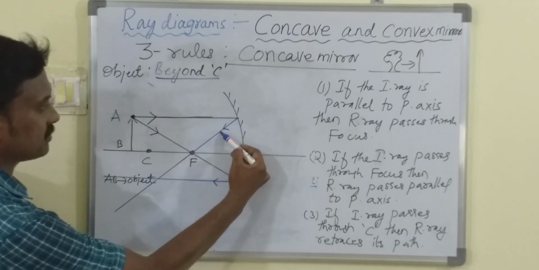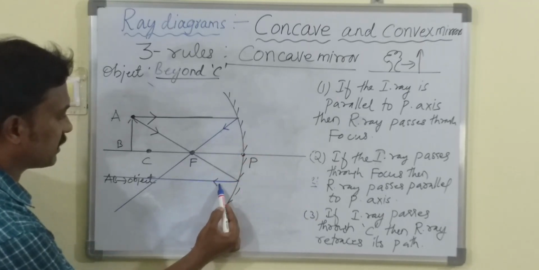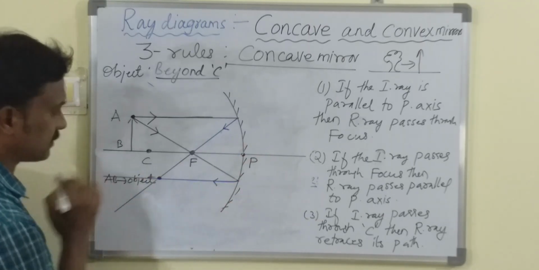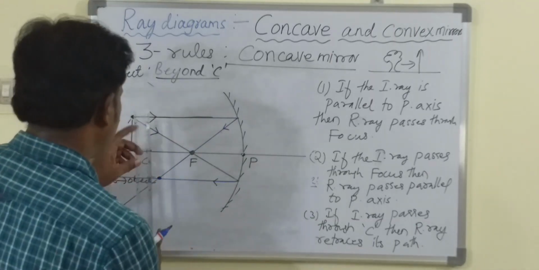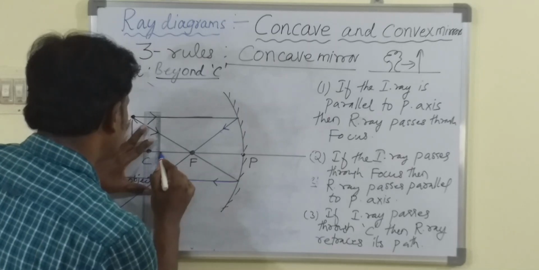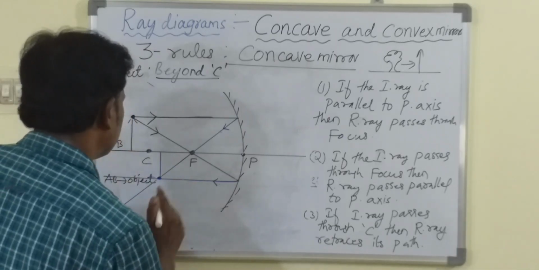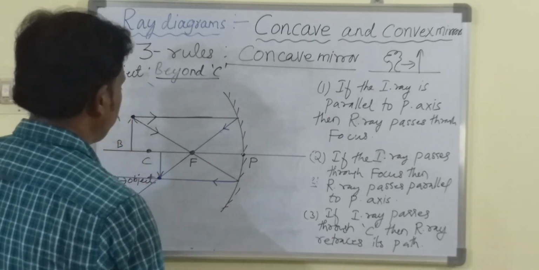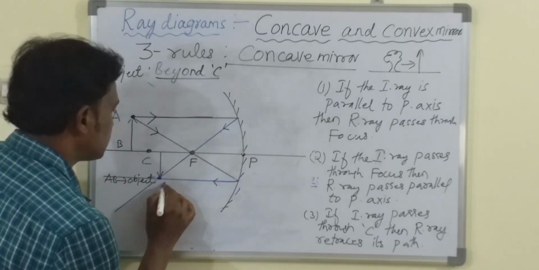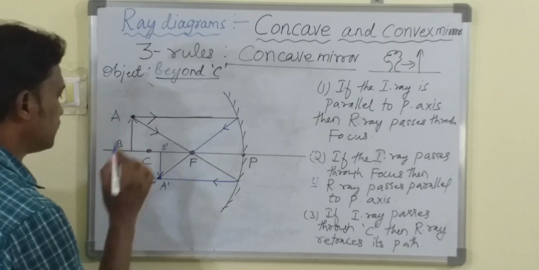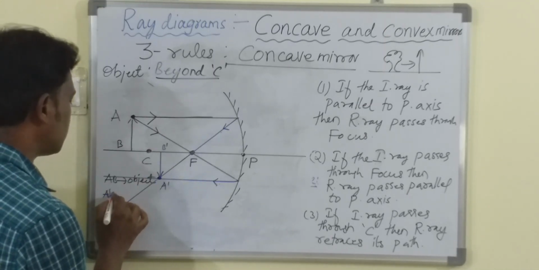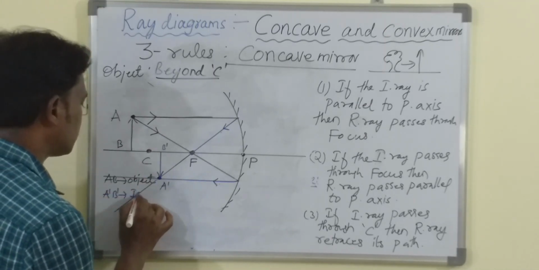Now here the first reflected ray and the second reflected ray are meeting at a particular point. So at that particular point we are going to get the image. Let me draw the image like this. This is the image, and I show that as A dash B dash. So AB is the object, A dash B dash is the image.